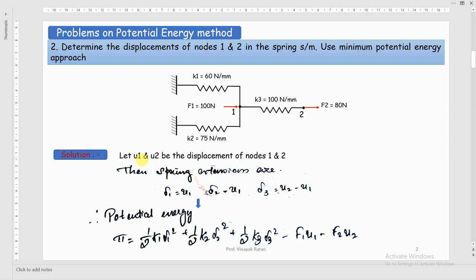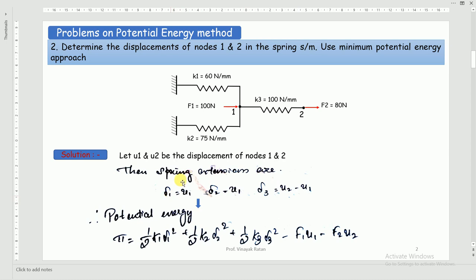So let us take U1 and U2 to be the displacements of node 1 and node 2. If U1 and U2 are the displacements of node 1 and node 2, what are the spring extensions with respect to U1 and U2?